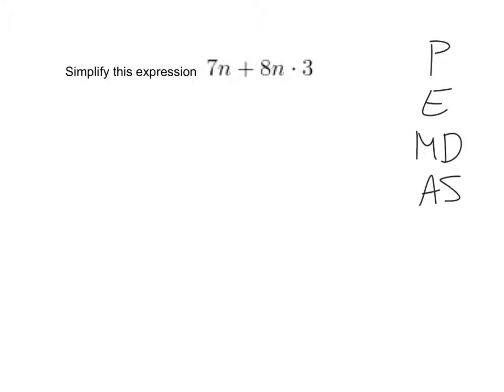So I have 7n plus 8n times 3. That little dot is the same as a multiplication. If I go through my order of operations, there are no parentheses, there are no exponents. So I go to multiply and divide. I need to take 8n times 3, 8 times 3 times n. That gets me 24n. So I've got 7n plus 24n.